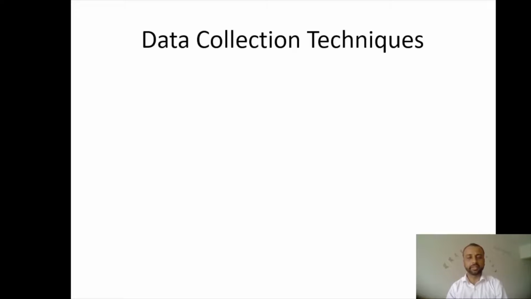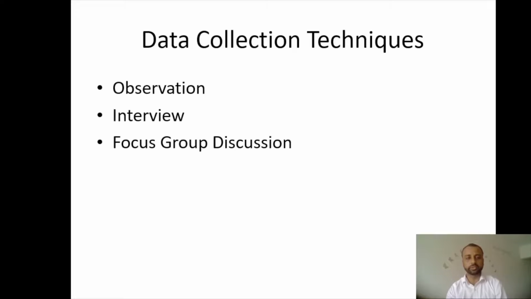Second thing is the data collection techniques. I have very limited time, so I would just like to tell you that these are the three most common data collection techniques. Observation is the most common because without going to the field, without meeting the people, without interacting with them, without taking detailed field notes, you cannot do it. We'll talk about all these things maybe in the next module if we have time. So observation is the central point in data collection.